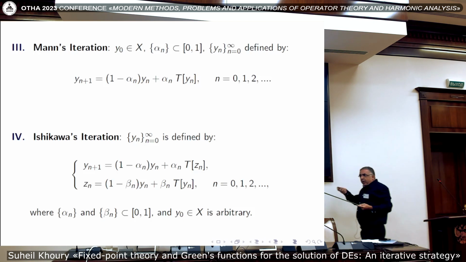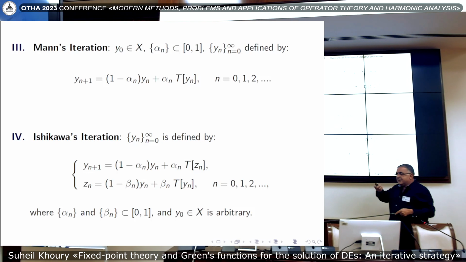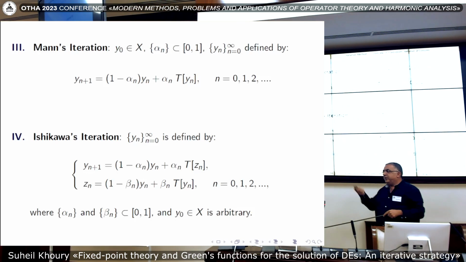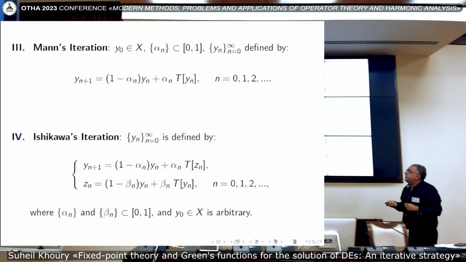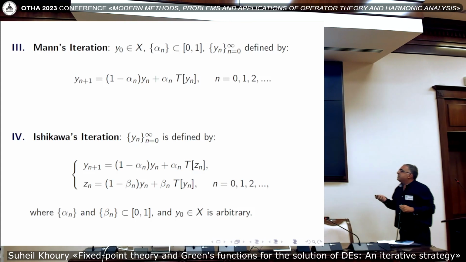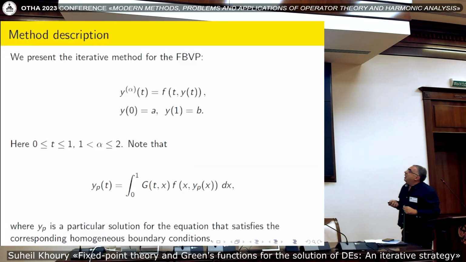Fixed point is important because you can think about the fixed point as the existence of a solution for a differential equation. If you show that there is a fixed point, then in a way it means you have a solution for the boundary or differential equation or initial value problem. Okay, now method description, okay?